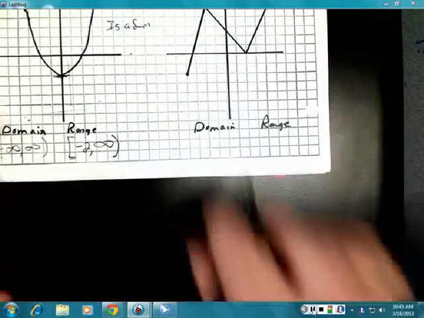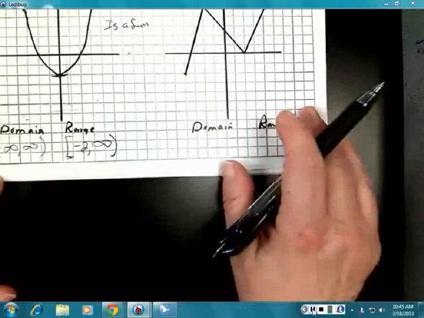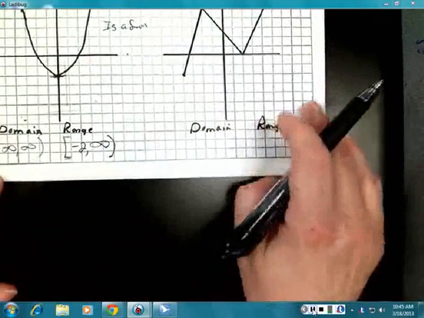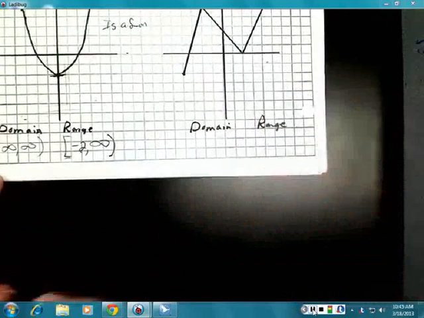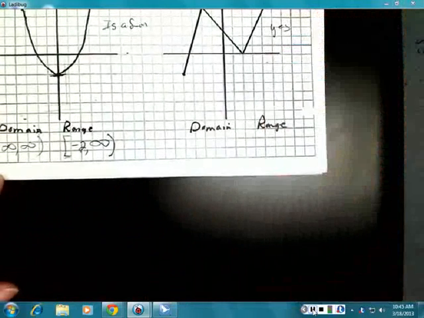What about this one next to it? What happens if it's a triple? We're going to go there in a minute. Just give me a minute. What's this guy going to do? Is it a function? Yes. Okay, it's a function.